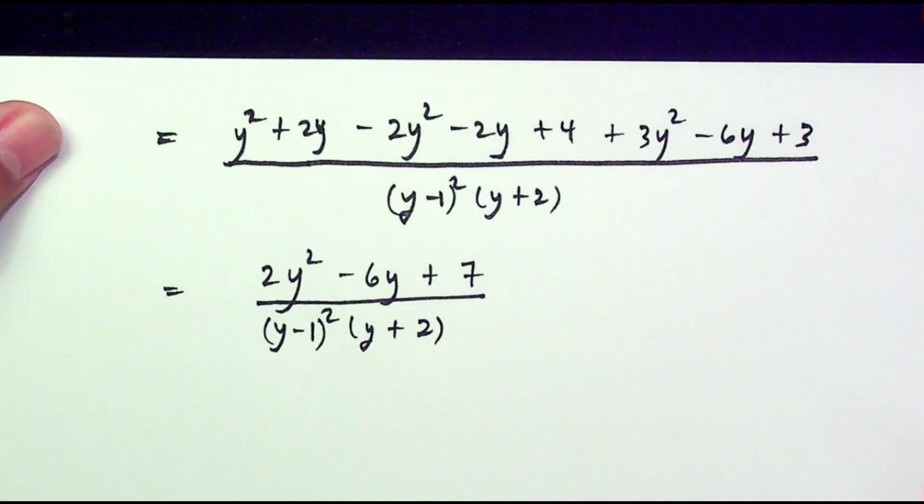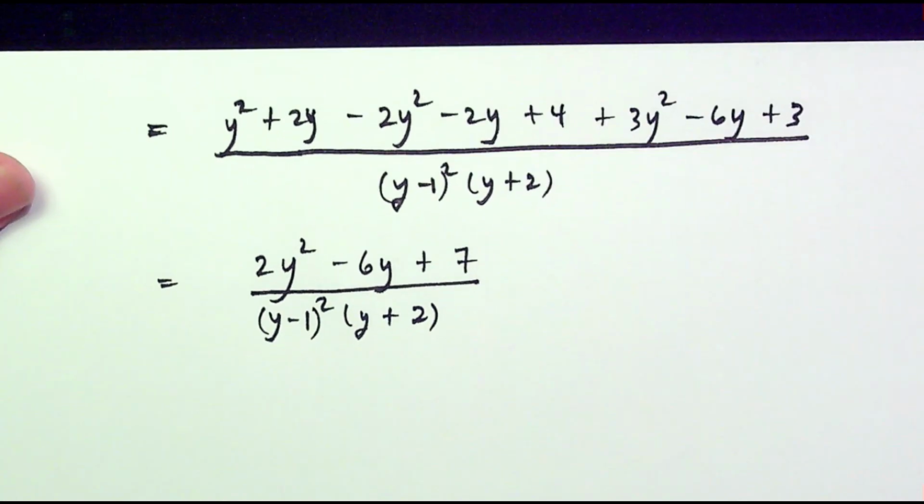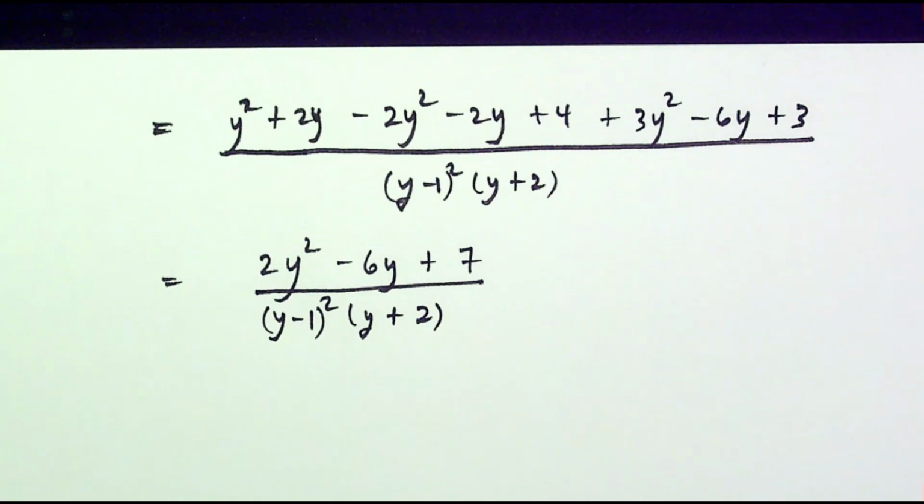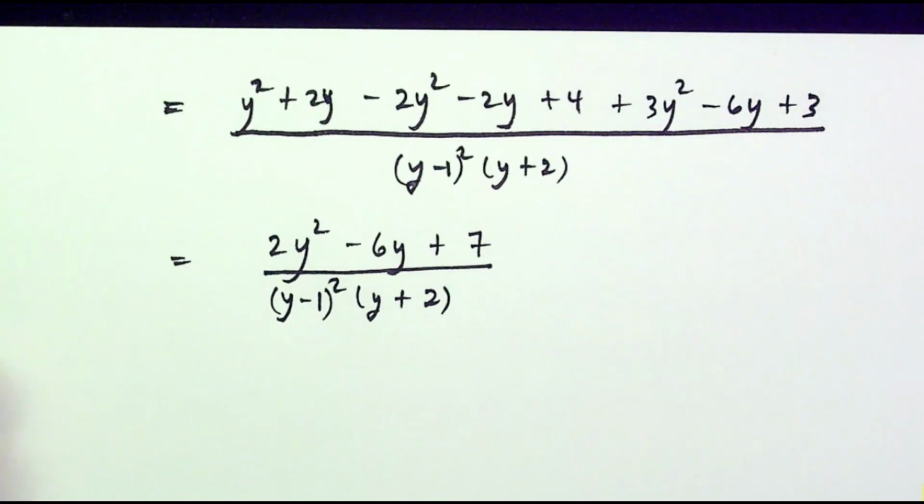All right, and then think whether you can factor this. If you cannot factor this, then it's over. And if you can, then you should try to factor it and see if you can cancel. This one doesn't actually factor anymore, so that means this is really it. That is the final answer.